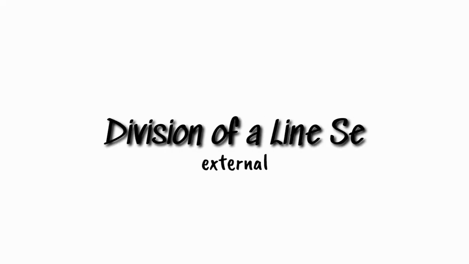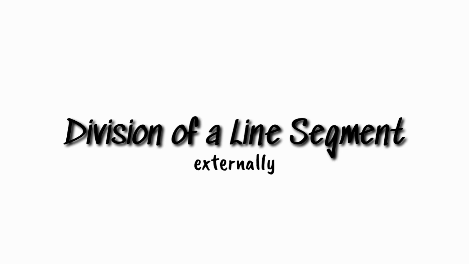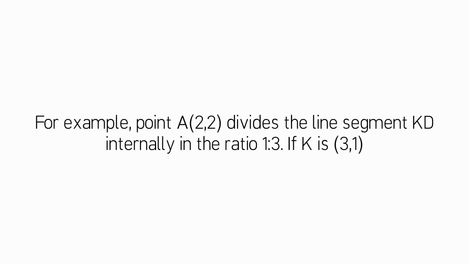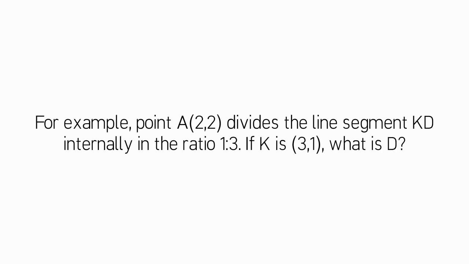So next is the formula for extension of a line segment. It actually has the same formula as the division of line segments, which is x sub p or y sub p is equal to m y sub 2 or x sub 2 plus n y sub 1 or x sub 1 all over m plus n. For example, point A, 2, 2 divides the line segment KD internally in the ratio of 1:3. If K is 3, 1, what is D?